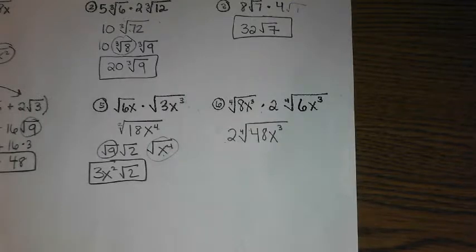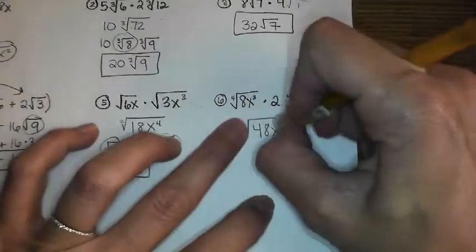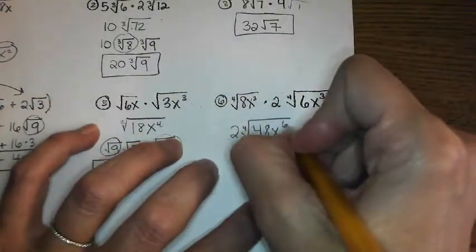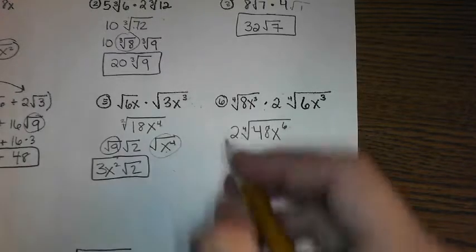Should have been x to the 6, you see? X to the third times x to the third becomes x to the 6. Good catch, everybody. And then, now I break down. So I need to break down 48. I'm looking for the fourth root. So what is the perfect 4 power that goes into 48? 16.